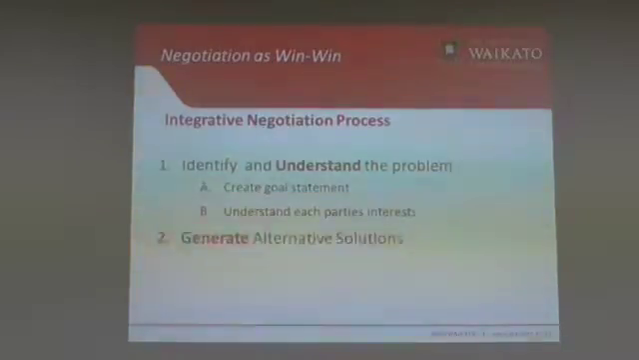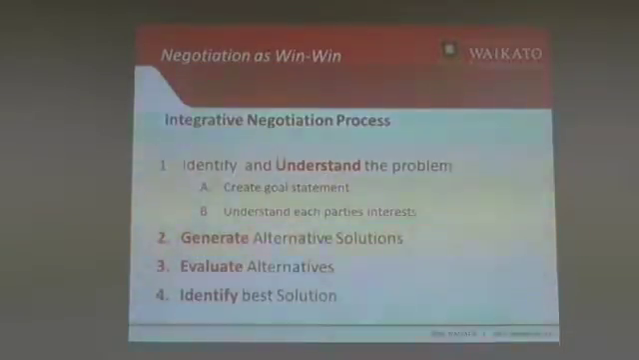Once you have understood the interest, then we move to generating alternative solutions. Next, we evaluate these alternatives by looking at and comparing to the criteria for success. This may be done by reframing and looking for innovative ways to meet the needs, or by generating an exhaustive list of every possible solution. Using the criteria, each option is weighed in terms of how well it meets the predefined success. It's only then that you identify the best solution.